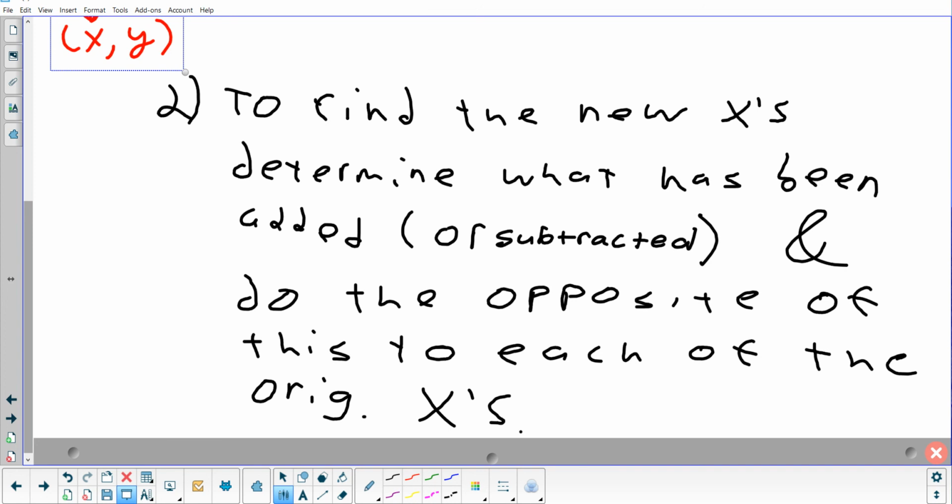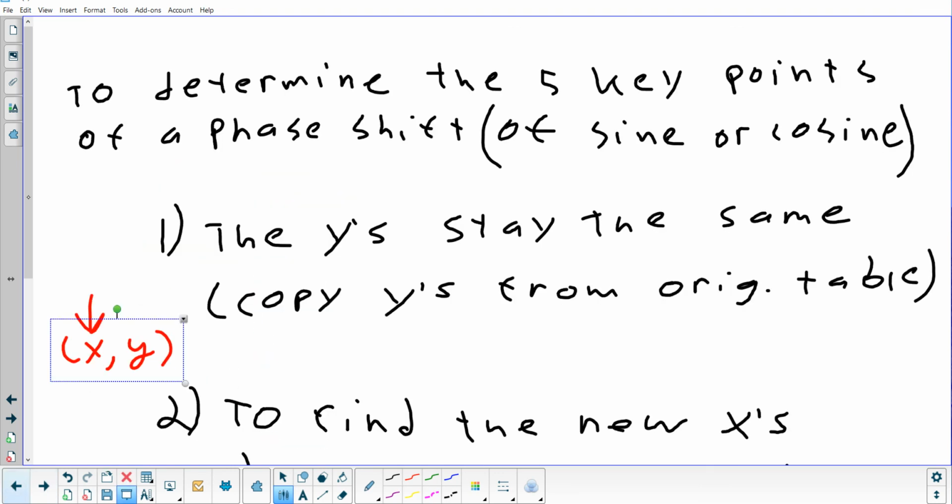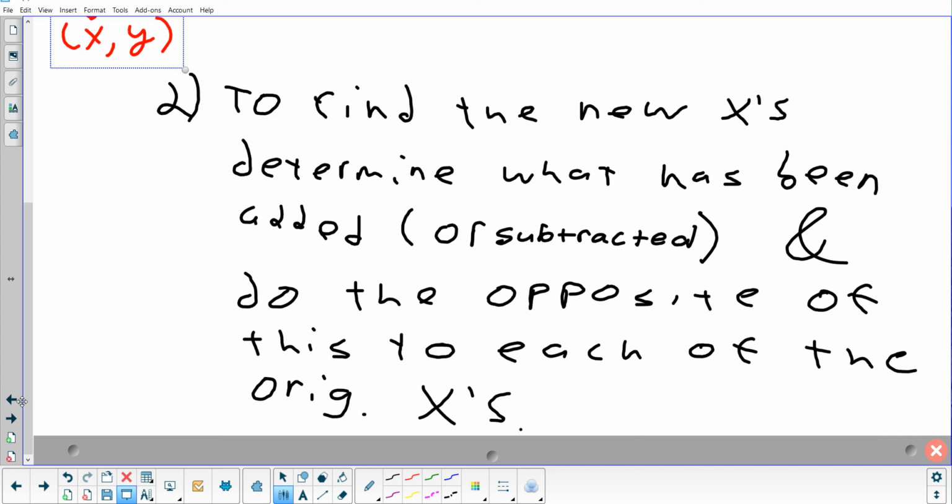And that has to do with the fact that it moves in the opposite direction that we would expect. So you look at your problem. If you see, for example, a minus pi over 2, what you're going to do is a plus pi over 2 to all of the original x values. Now, I'm not saying you're going to do the opposite for every single thing we learn all week, but for today, yes. Look at your problem, look at what's been added or subtracted, and then do the opposite. Because phase shift is one of the transformations that's the opposite of what you would expect.